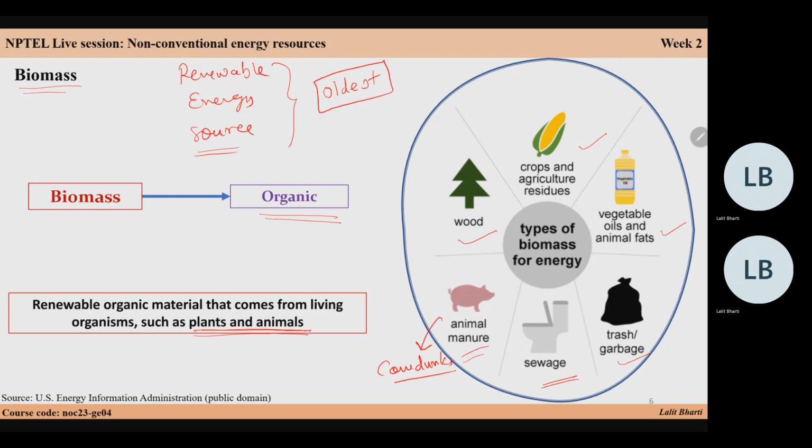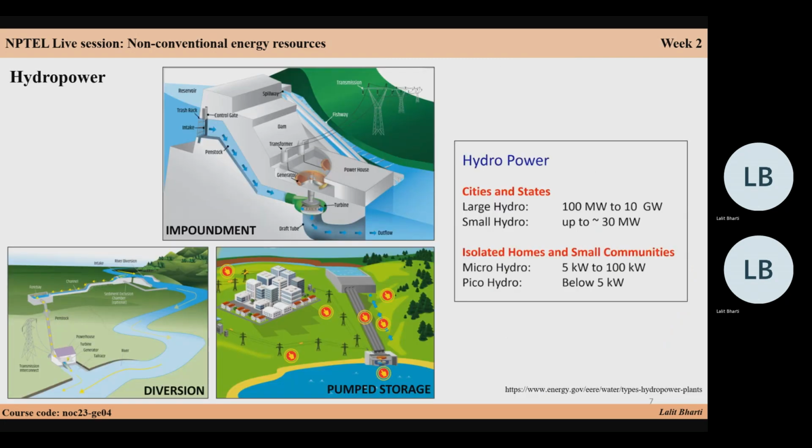We are using various kinds of vegetable oils, various kinds of animal fats. So from early humanity, we are using this biomass as a very much available energy source. Similarly, the second renewable energy source is hydropower.